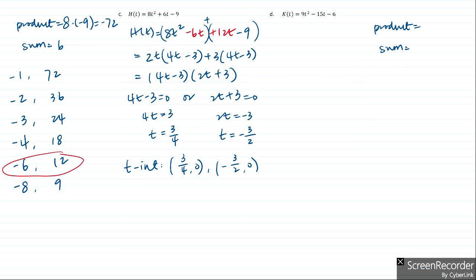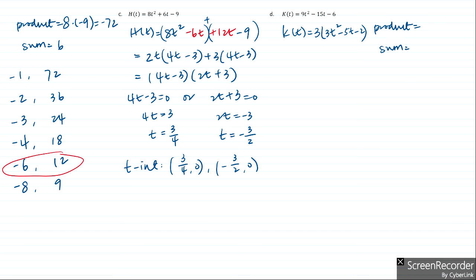Similarly, if you're ready to move on, in part D, we want to think about how we can go through this process. Part D, again, is another example where if you look at the coefficients to start with, 9, negative 15, and negative 6, they do share a common factor of 3. So k of t is really equal to 3 times, and now I'm left with 3t squared minus 5t minus 2 over here.